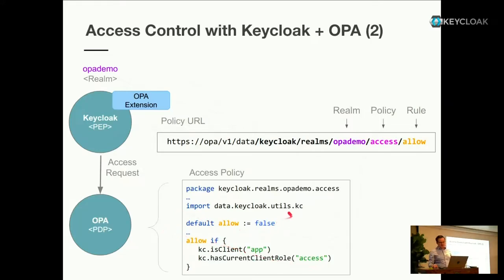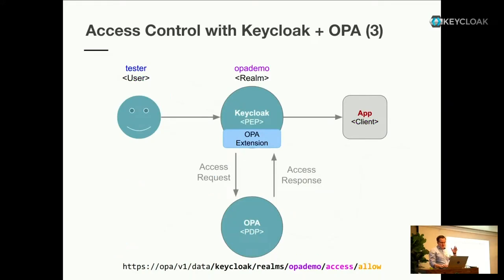You see here this KC utils thing. That's basically a helper structure that gives us some kind of a DSL to easily specify some kind of functions that we can leverage here. Yeah? So, how does it now work?